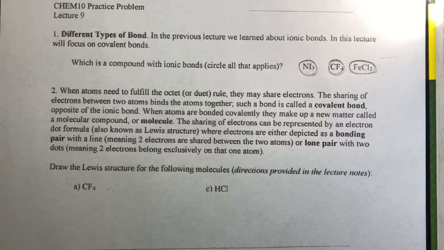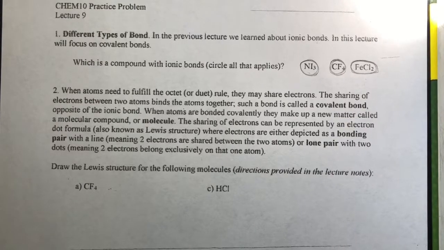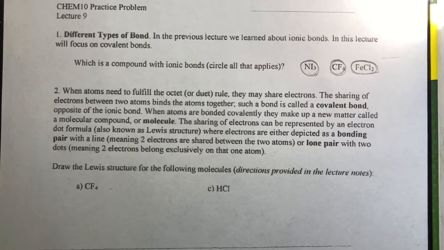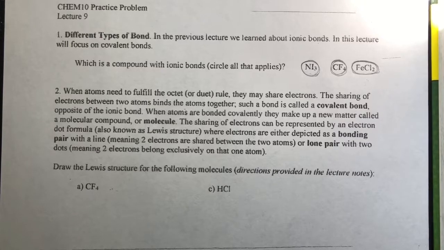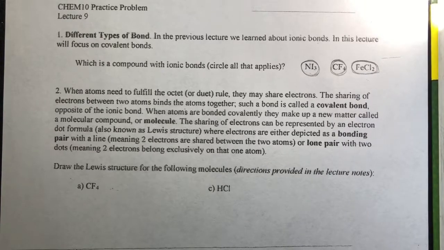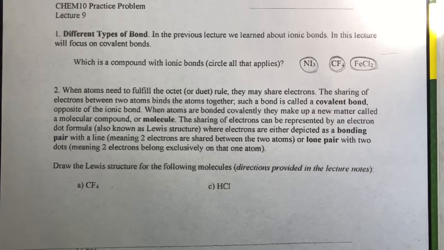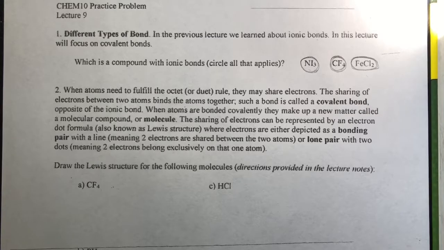The second problem is asking: when atoms need to fulfill the octet or duet rule, they may share electrons. The sharing of electrons between 2 atoms binds the atoms together. Such a bond is called a covalent bond. Opposite of the ionic bond, when atoms are bonded covalently, they make up a new matter called a molecular compound or molecule. The sharing of electrons can be represented by an electron dot formula, also known as a Lewis structure, where electrons are either depicted as a bonding pair with a line, meaning 2 electrons that are shared between the 2 atoms, or a lone pair with 2 dots, meaning 2 electrons belong exclusively to that one atom.